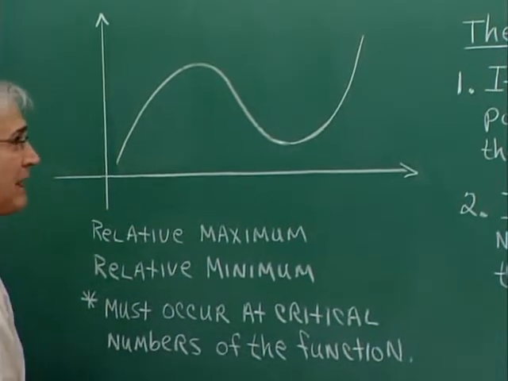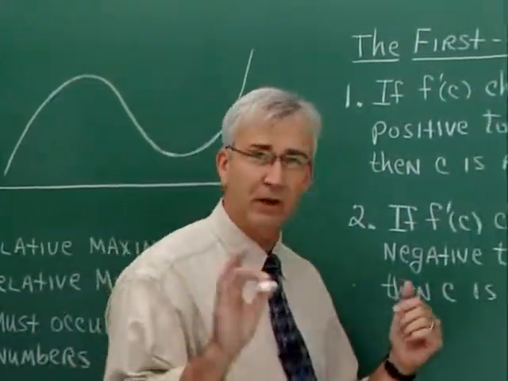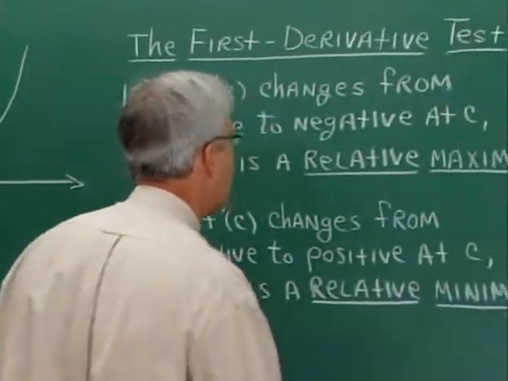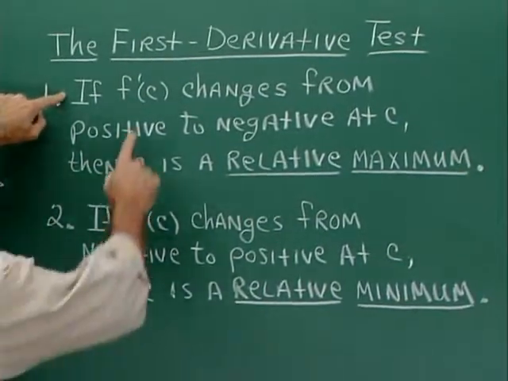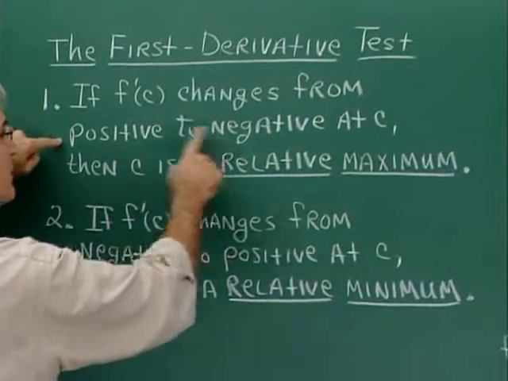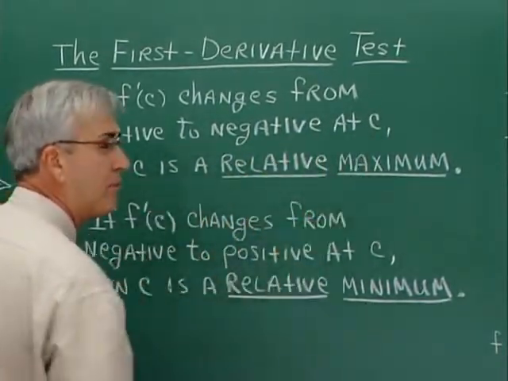An example would be in order here in just a second, but let's talk about the first derivative test because this is the way that we're going to identify maximum and minimum points within an interval. If f prime of c changes from positive to negative at c, then c is a relative maximum point.